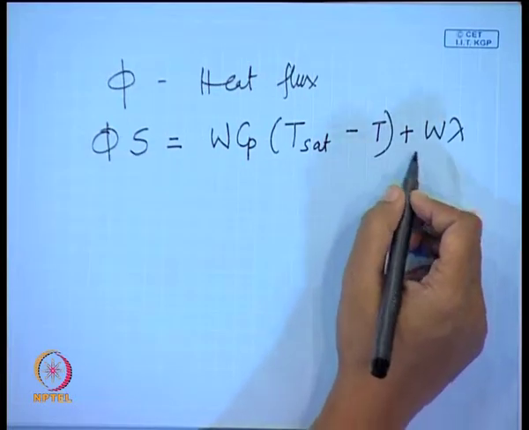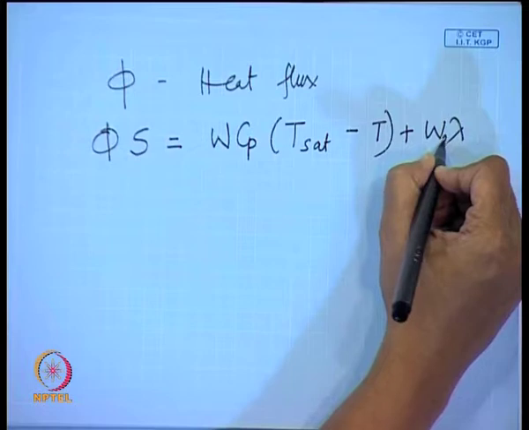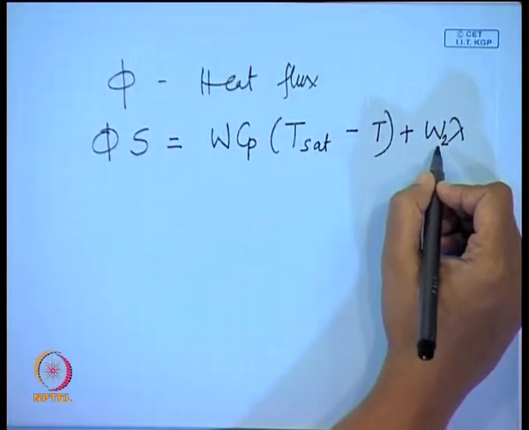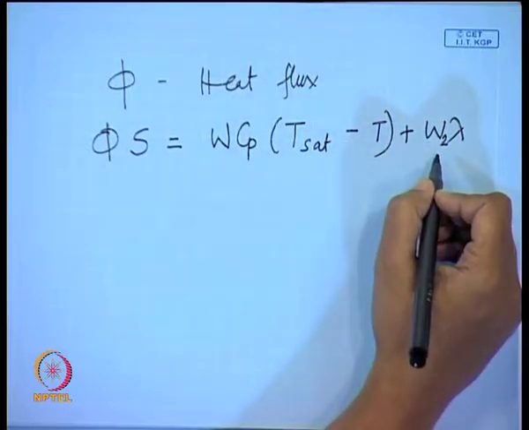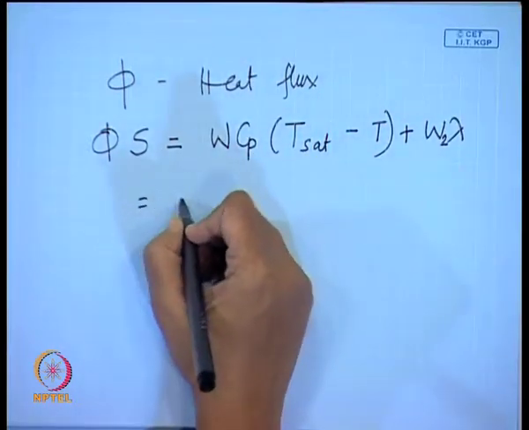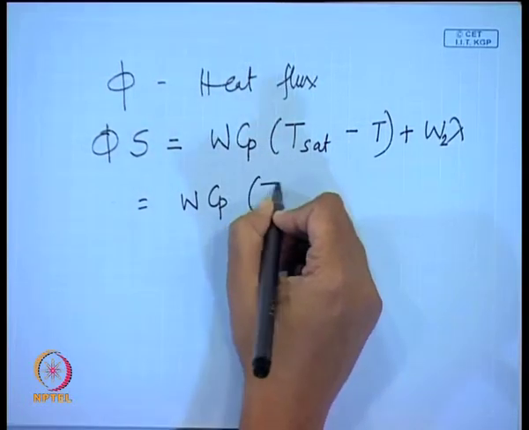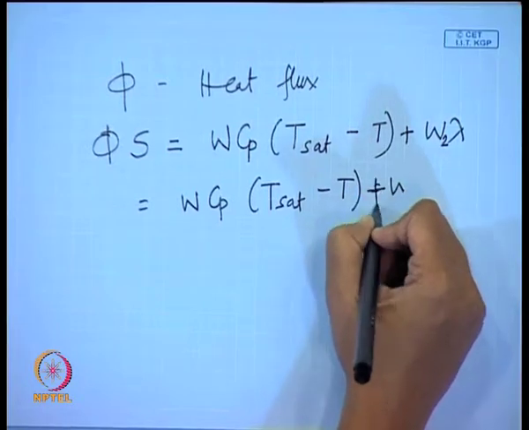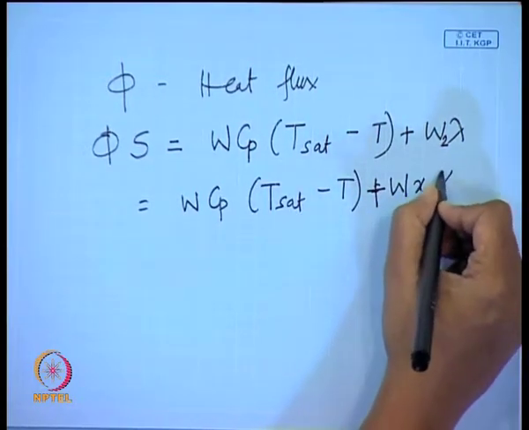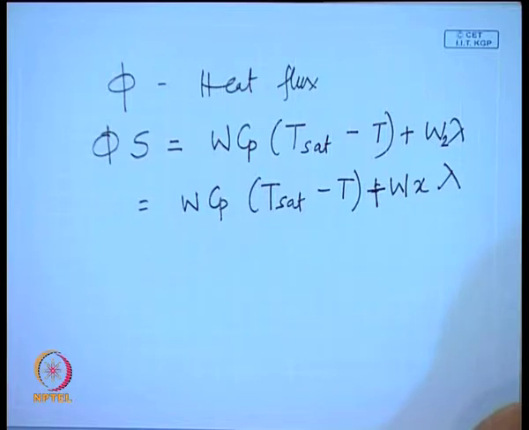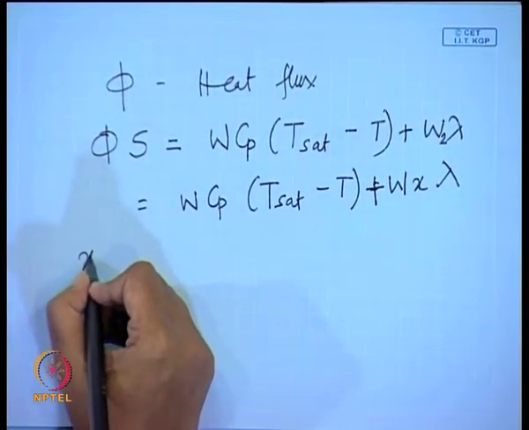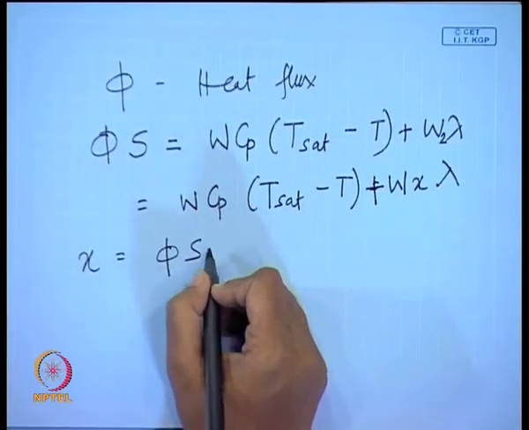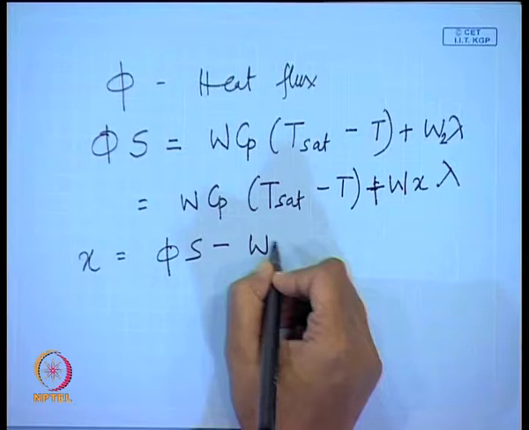Sorry, it is not W into alpha, it is W2 into alpha, very sorry. And what is this W2? The amount of W which has vaporized, is it not? Or in other words, this can be written as W Cp (T saturated minus T) plus W x into lambda, yes or no? So from there we can find x, this is nothing but equal to, do it and tell me, phi s minus W Cp (T saturated minus T) divided by W lambda.